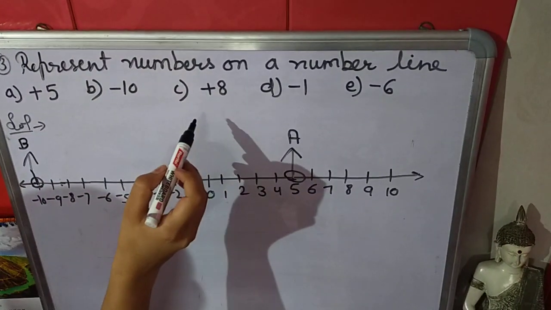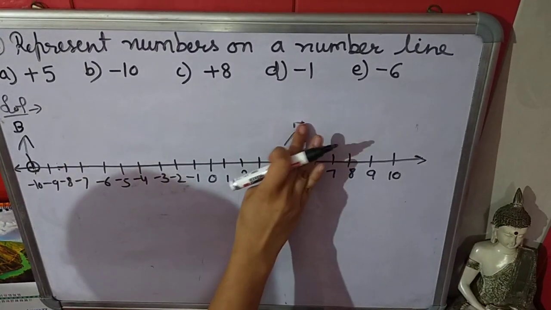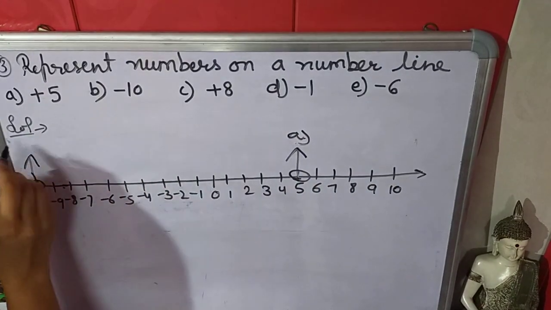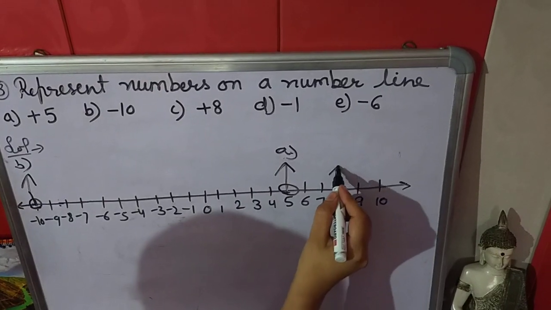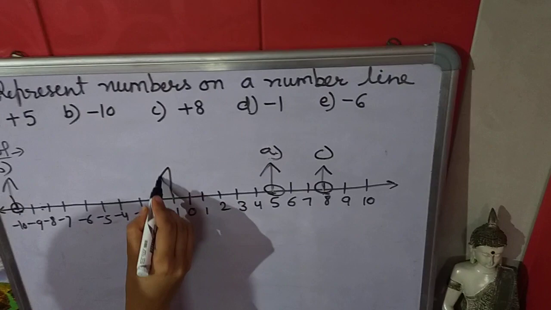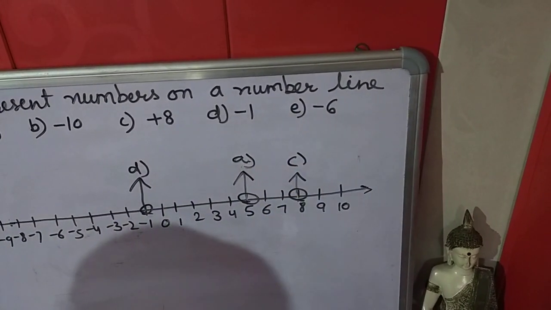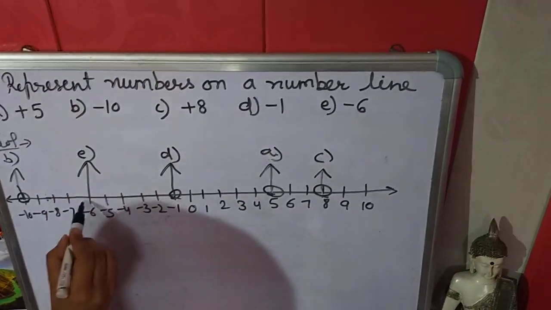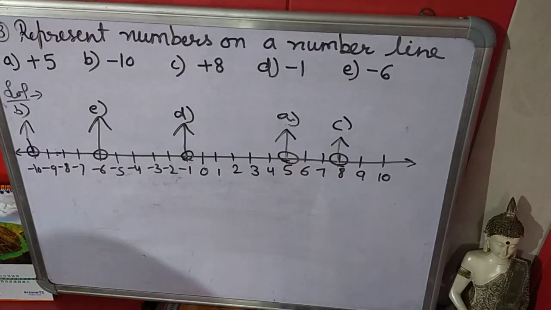Next is plus 8. So put here these signs. This is the A part and this is the B part. Now the C part is plus 8. Where is plus 8? Here. So this is the C part. The D part is minus 1. This is minus 1. Next, the E part is minus 6. This is minus 6. So you have to show these integers on that number line.